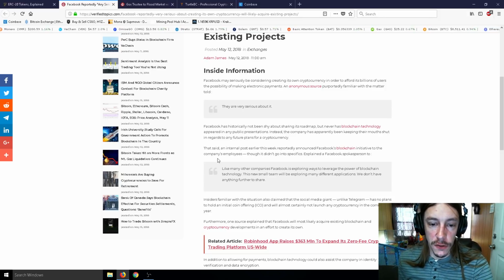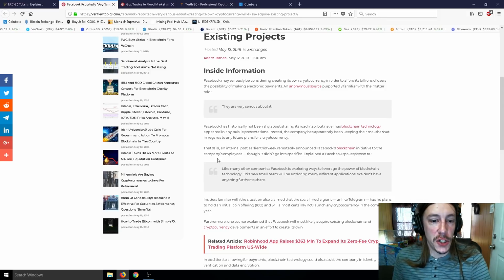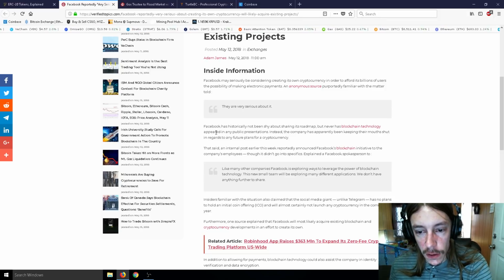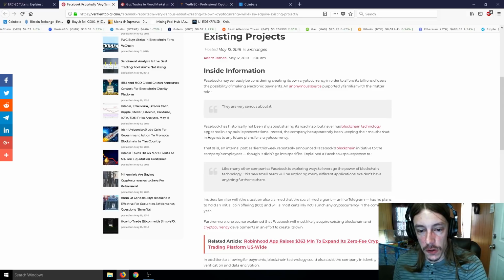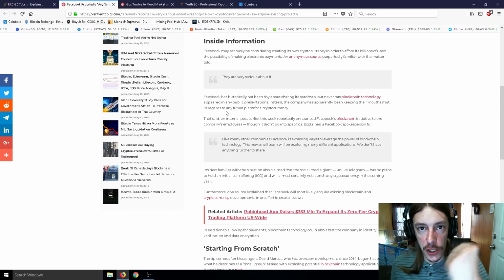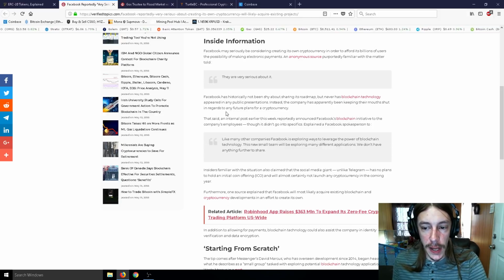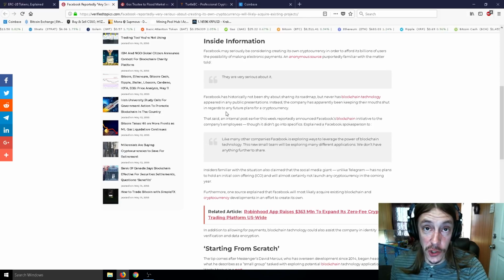That said, an internal post earlier this week reportedly announced Facebook's blockchain initiative to the company's employees, though it didn't go into specifics, explained a Facebook spokesperson. Like many other companies, Facebook is exploring ways to leverage the power of blockchain technology in this new small team. We'll be exploring many different applications. We don't have anything further to share.